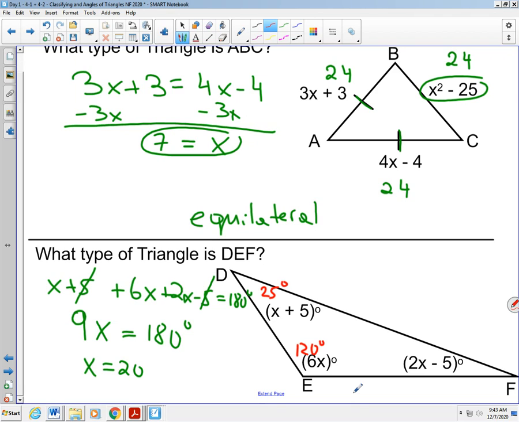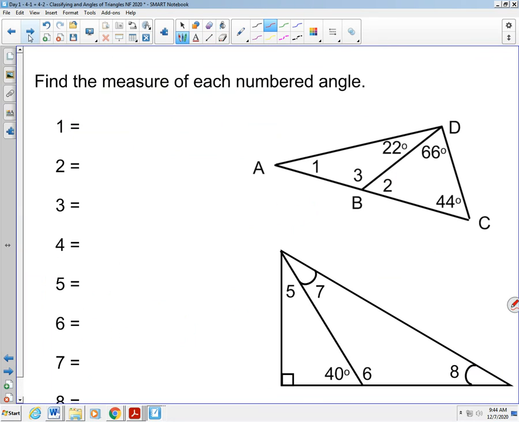Okay, now one way to find angle F, 120 plus 25 is 145, and 145 plus 35 is equal to 180. So it's 35, but let's check it. 2 times 20 is 40, 40 minus 5 is 35. So how would you classify this triangle by angles? The answer is obtuse. Okay, why obtuse? Because we have one angle that measures 120 degrees.